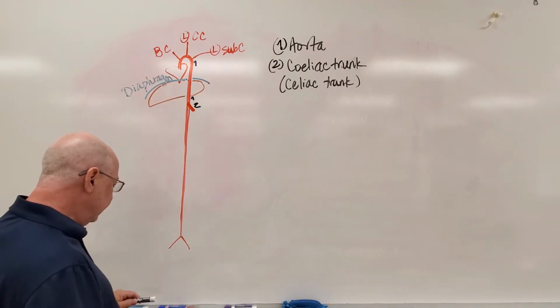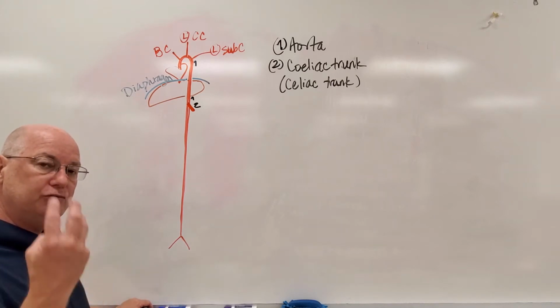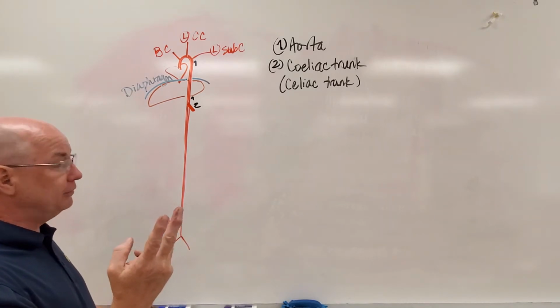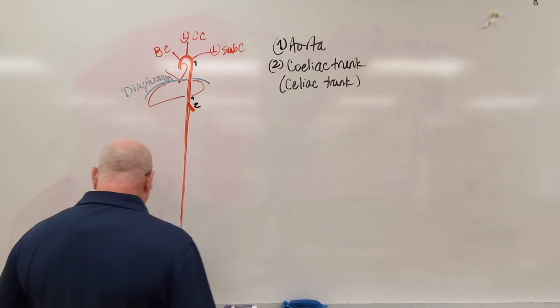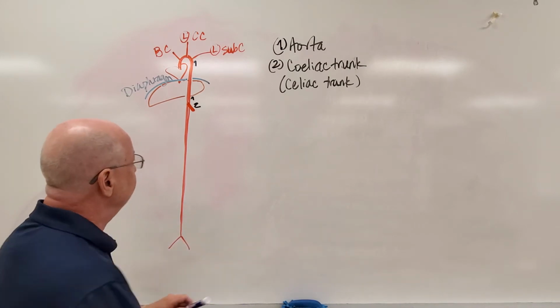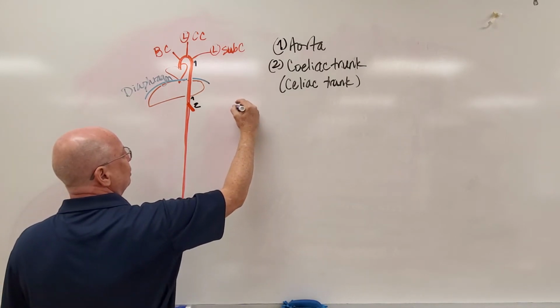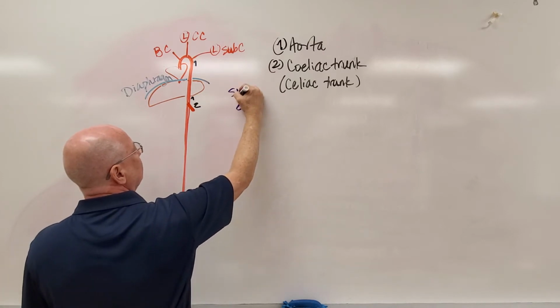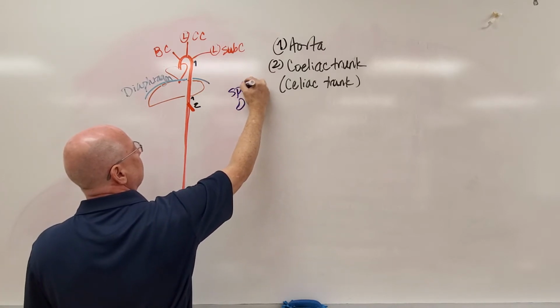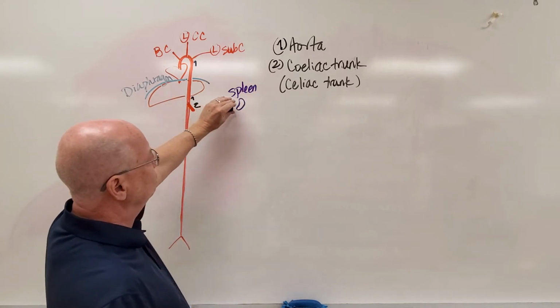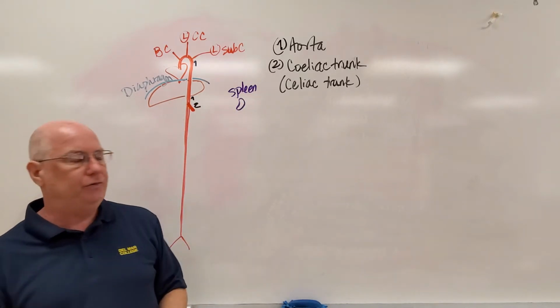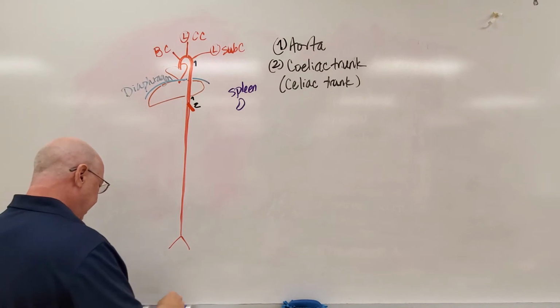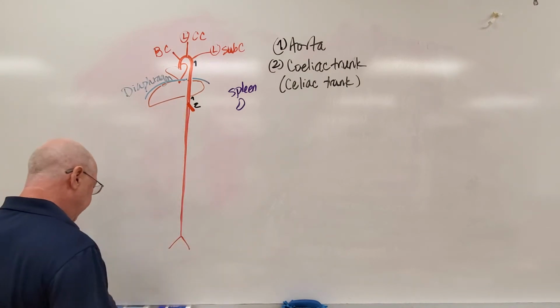Now, the celiac trunk is going to split into 3 other vessels. And one of the vessels is going to go to this little structure out here that sits at the end of our pancreas. And this is going to be called the spleen. Your pancreas would run across here, and your spleen would sit way over here under your ribs on the left side. One of the branches is going to go up to the liver.